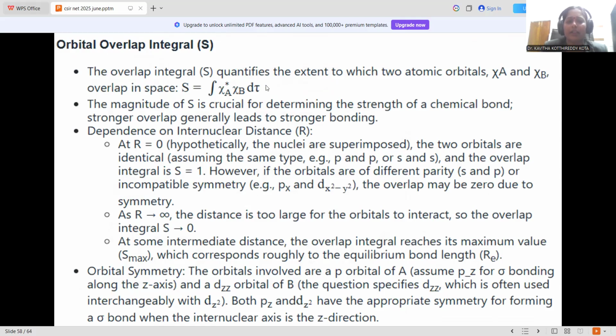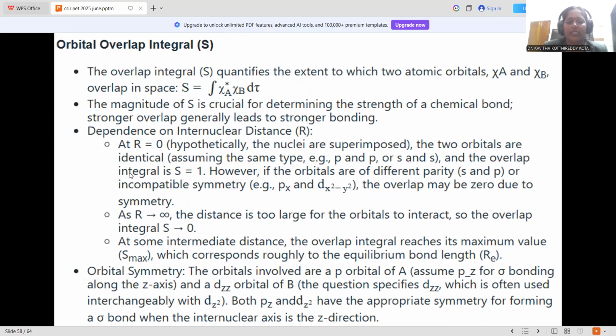The overlap integral quantifies the extent to which atomic orbitals are overlapping. That is indicated with S. S is equal to the integral of chi A star chi B d tau. The magnitude of the overlap integral S is crucial for determining the strength of the chemical bond. The greater the S value, the stronger the overlap taking place, and the bond is stronger in nature.